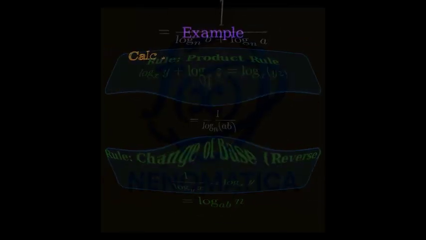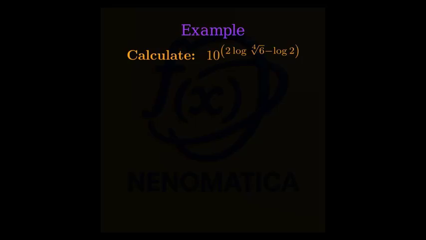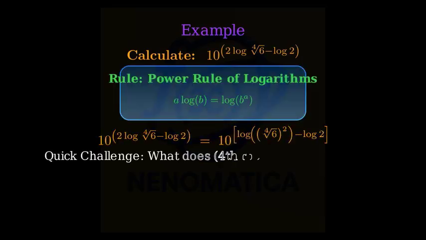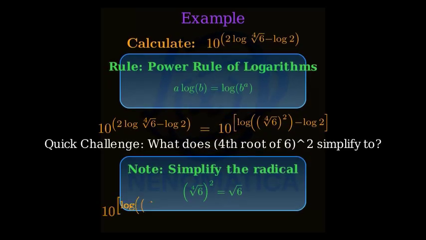Show the example label and the problem statement. Step 1. Use the power rule of logarithms. A times log of b equals log of b to the power a. Apply it to move the factor 2 into the logarithm as an exponent on the fourth root of 6. Step 2.